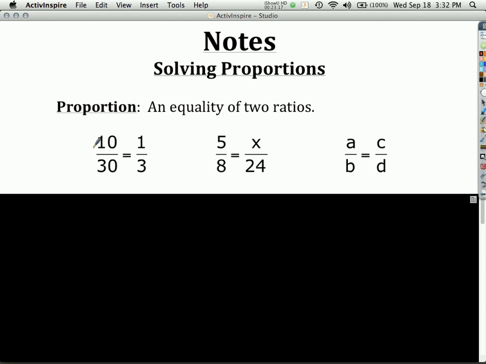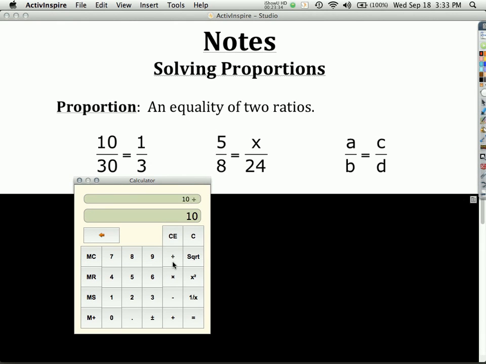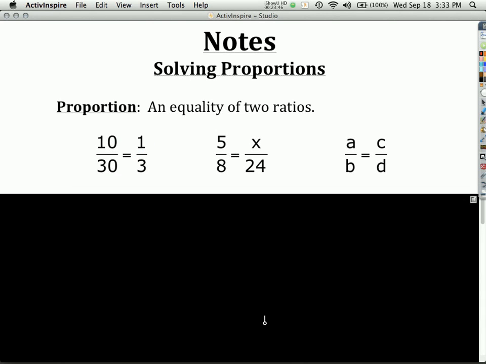The one on the left is just a true statement. It's a proportion. 10 over 30 equals 1/3. That is a true statement. I could prove it a whole bunch of different ways. One way I could prove it is by converting it to a decimal. 10 divided by 30 is 0.3 repeating. 1 divided by 3 is 0.3 repeating. So clearly, these have the same value. There's other ways to prove it that you're going to actually learn today. The one in the middle is the type of proportion that we're going to be exploring mostly today. It's a proportion with one piece missing.